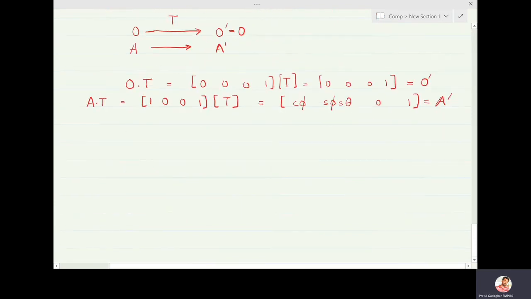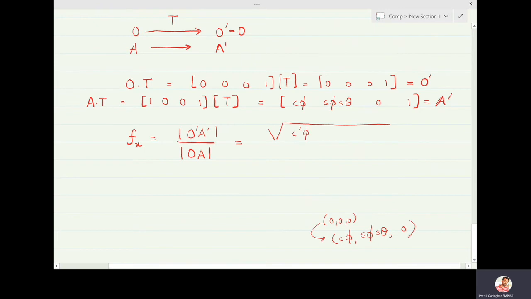Now, as I told you, if I want to calculate the foreshortening factor along x, I have to take the ratio of the image A dash B dash upon the original object. The image is O dash A dash here, and the original object is OA. Now, what is O dash A dash? What is the distance between 0, 0, 0 and the point cos phi, sine phi sine theta, 0? So I'm going to use the distance formula. It will be equal to the square root of cos square phi minus 0 square, plus sine phi sine theta square, plus 0 minus 0 square, divided by the length OA.